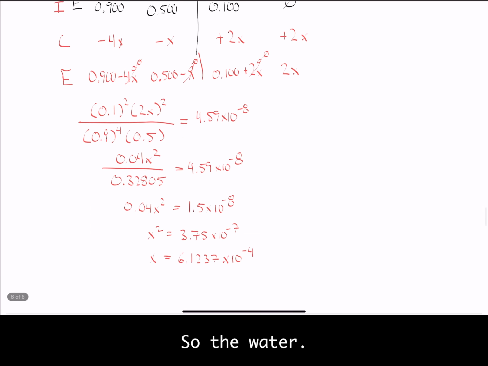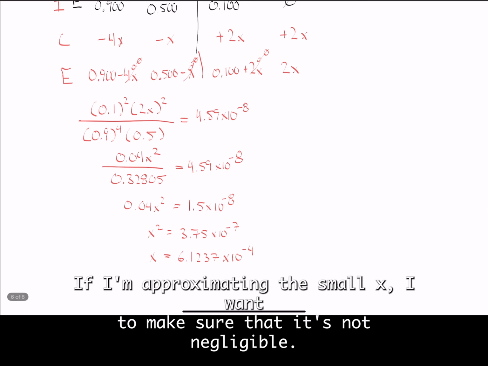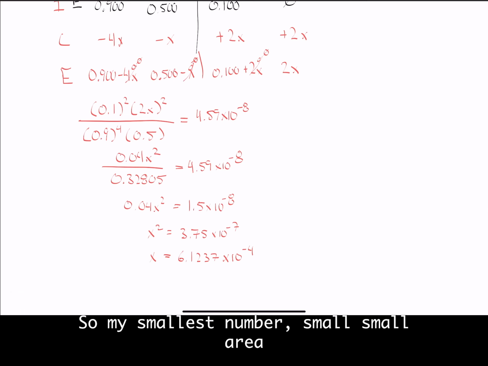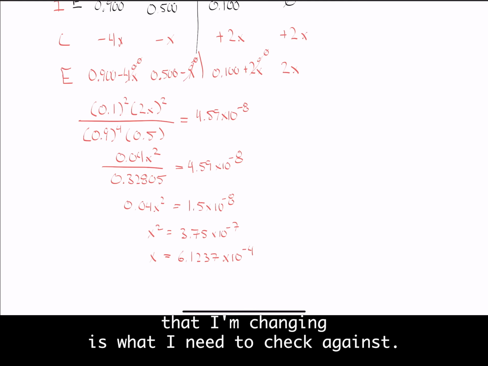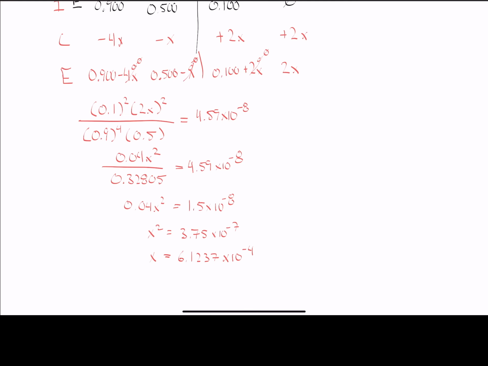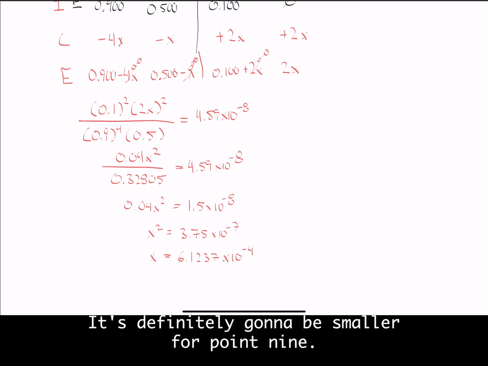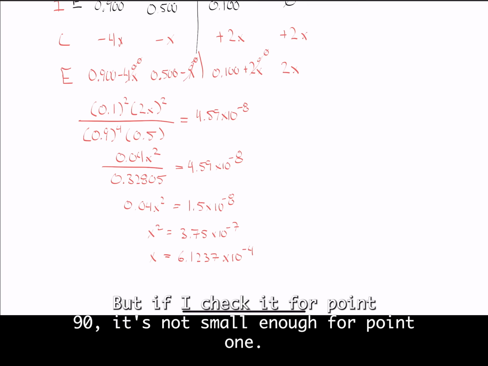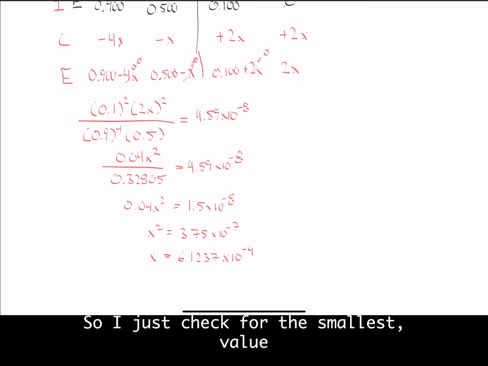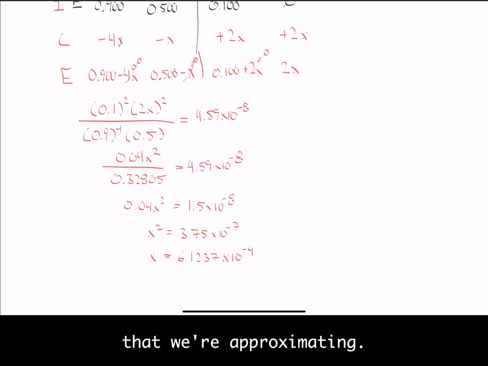So the water, right? If I'm approximating the small x, I want to make sure that it's small enough to be negligible. So my smallest molarity that I'm changing is what I need to check against. If it's small enough for 0.1, then it's definitely small enough for 0.5 and for 0.9. But if I check it for 0.9, maybe it's not small enough for 0.1. So just check for the smallest value that we're approximating.